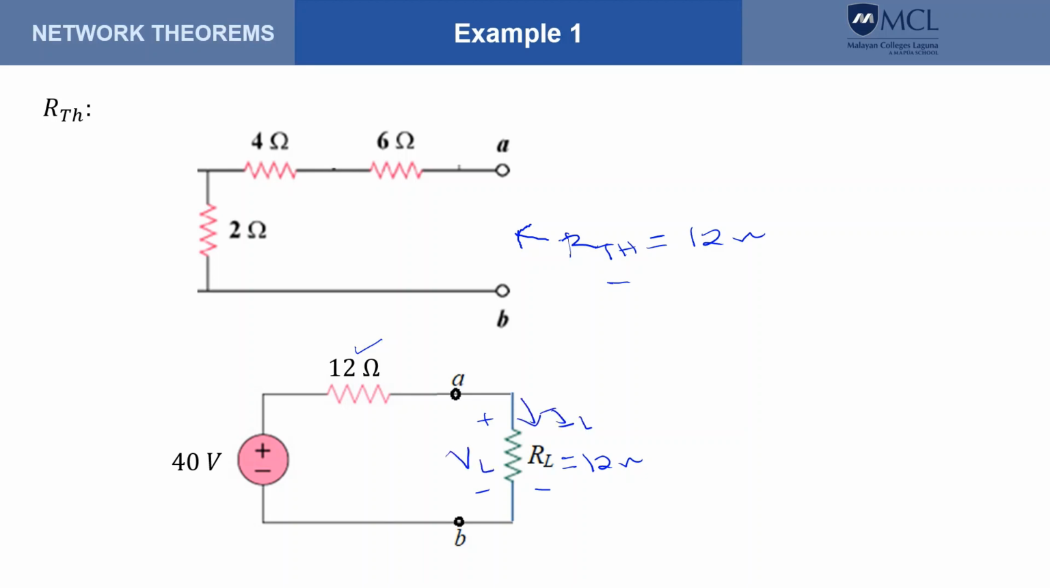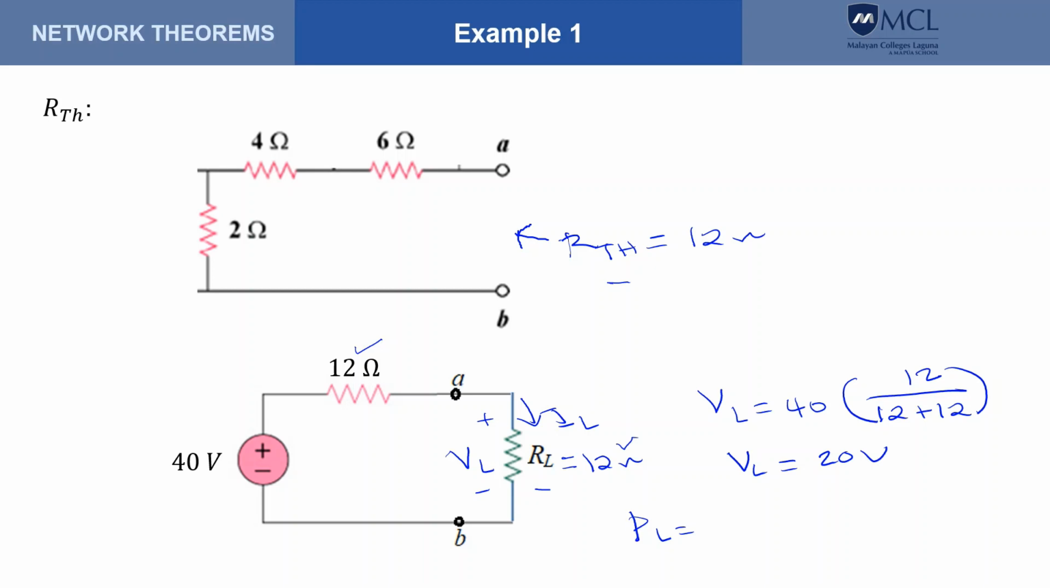through RL. If we get the voltage, we can get the voltage using voltage divider. So this is 40 volts times a factor, which is 12 here, plus the total resistance, and that should give us VL equals 20 volts. We can get PL using V squared over R.